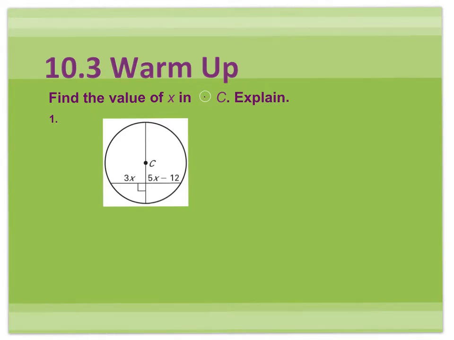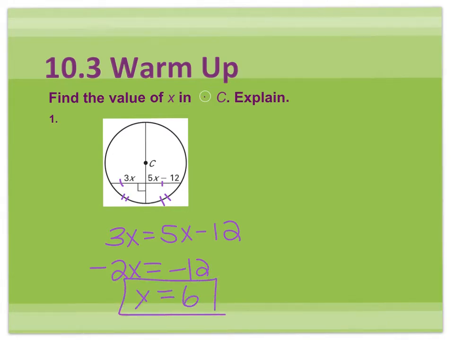So if the diameter is perpendicular to a chord, which is what's happening here, it cuts the chord into two congruent parts, and it cuts the arc into two congruent parts. So from that, I can say that 3x equals 5x minus 12. Subtract the 5x, divide by -2, and I get x is 6.